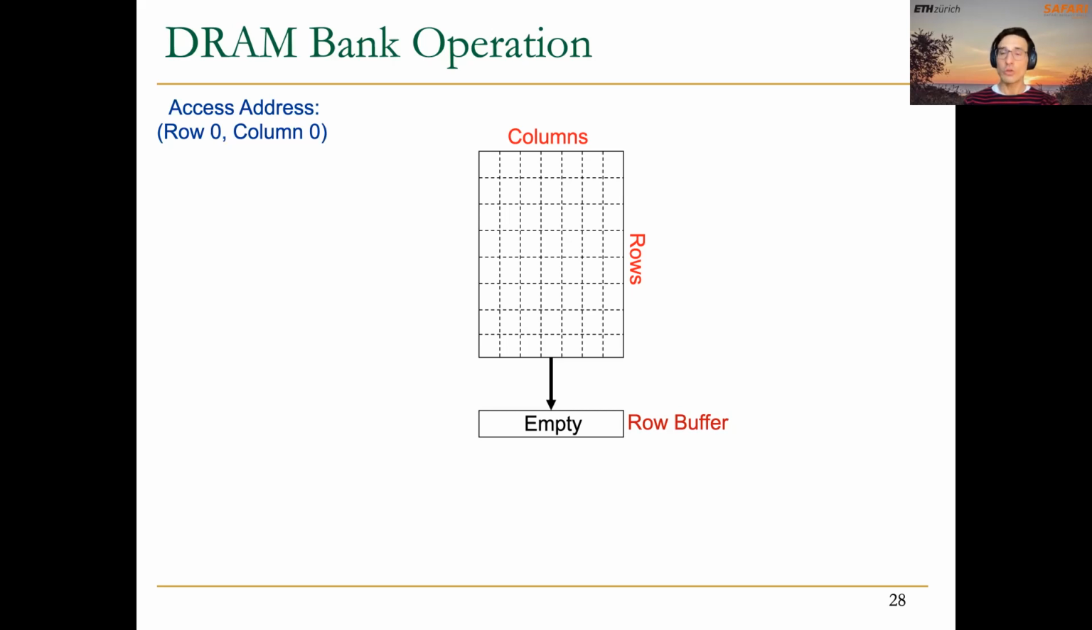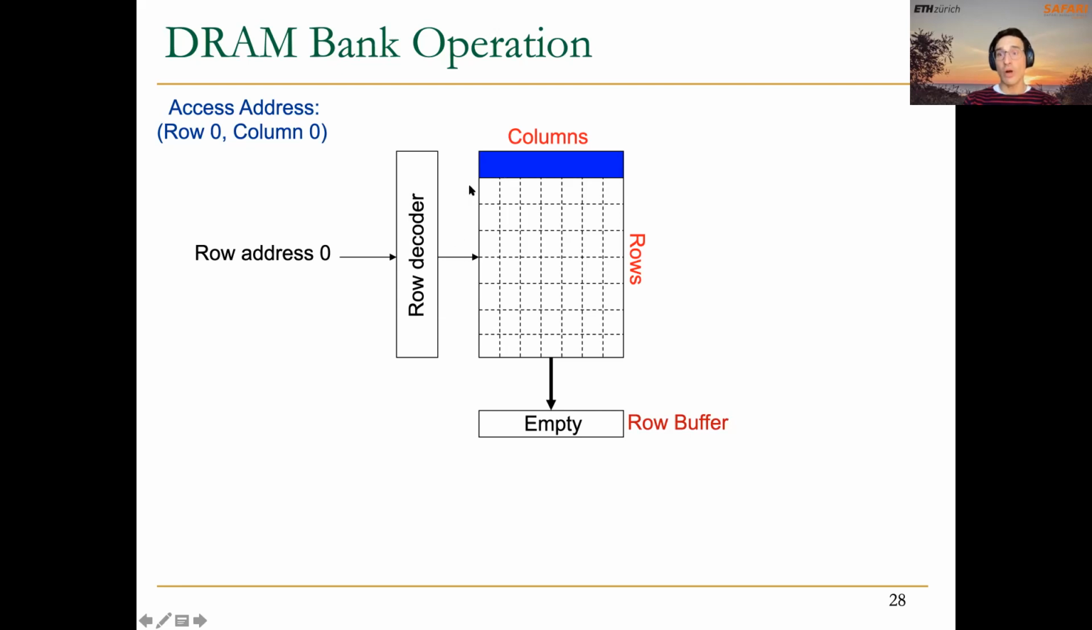In this case, we want to access element 00, the cache line that resides in row 0 and column 0. In order to access this, we need to use our row decoder. The input to this row decoder is the address of the specific row. In this case, it's row 0, and this row decoder will raise the word lines of the whole row where the data that we want to access resides. And after this row is activated, as you have seen in the previous slides, the row is copied to the row buffer.